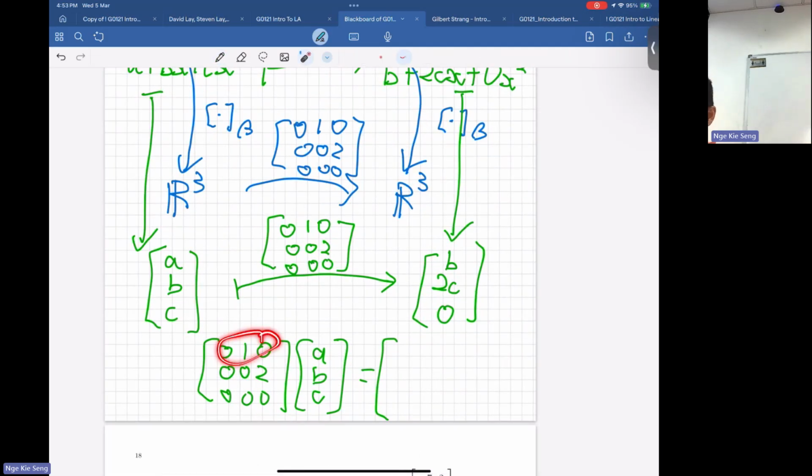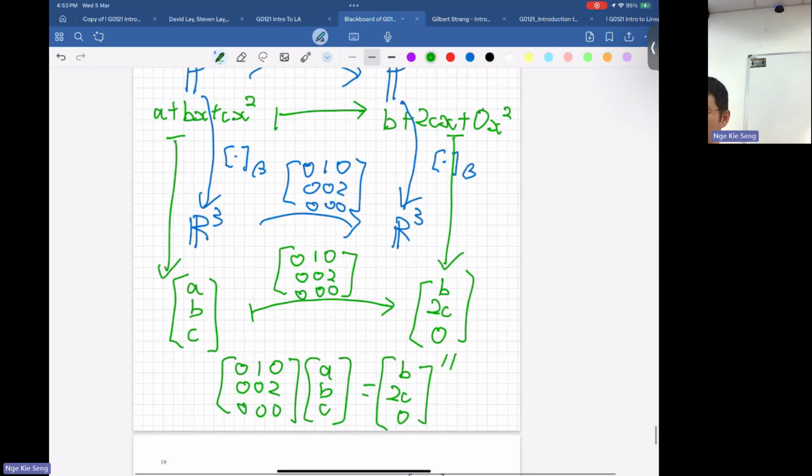If you do matrix vector multiplication, we should get B for the first one. And then for the second one, we pull the C out, multiply by 2, and then 0. So it's equal. Does that make sense? So the two rows were equal.